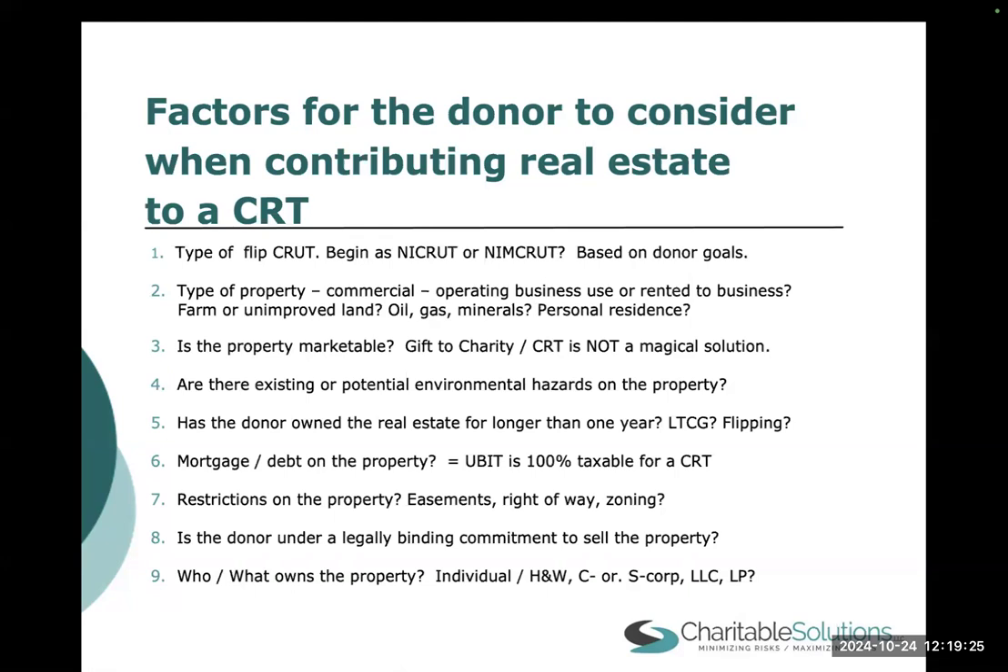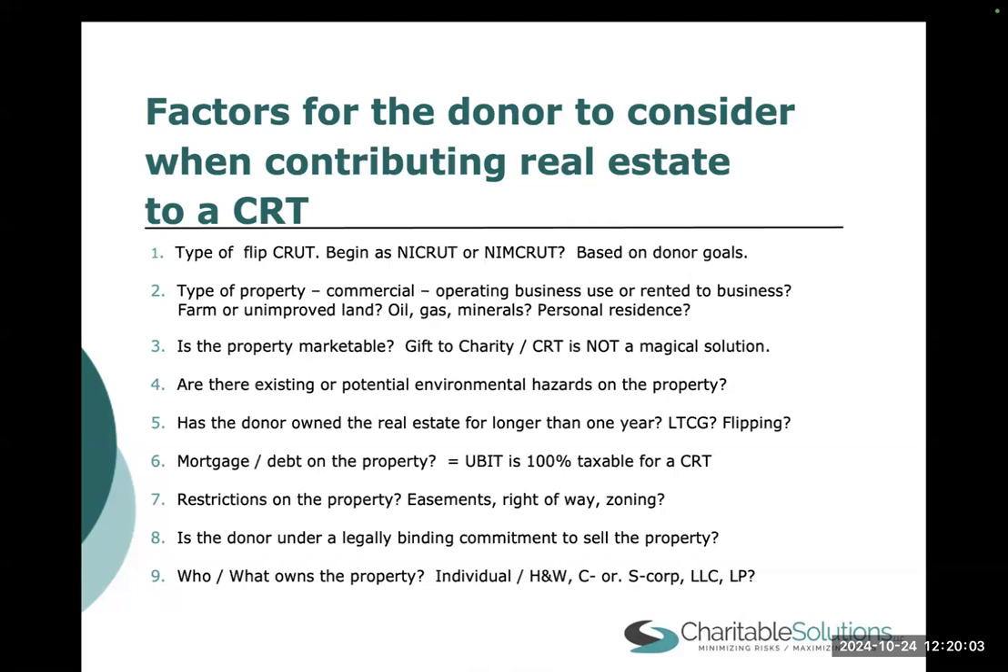What type of real estate is it? Is there an operating business involved? Let's talk about an oversimplified example of what is an operating business as it pertains to real estate. Let's say that you've got a donor who owns farmland, and they're the landowner, they're not the farmer. And they donate farmland to a flip charitable remainder unit trust, and there's a tenant farmer on the property paying cash rent. Rent is not unrelated business income tax, nor are dividends or anything like that.